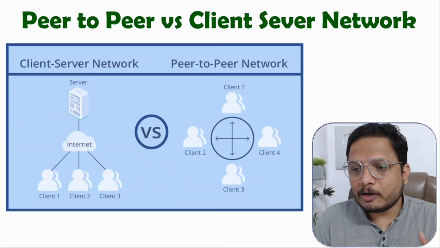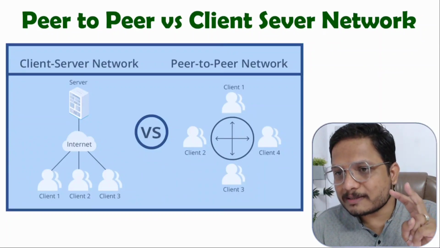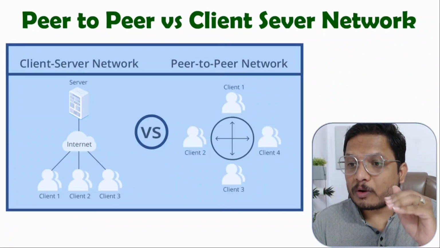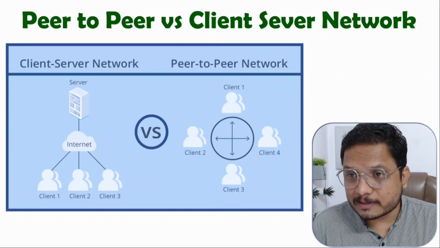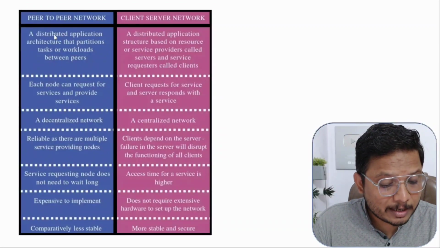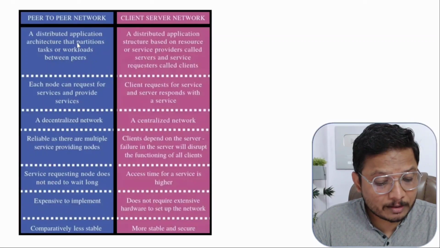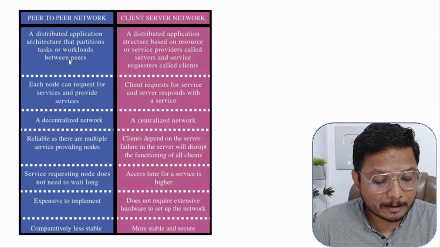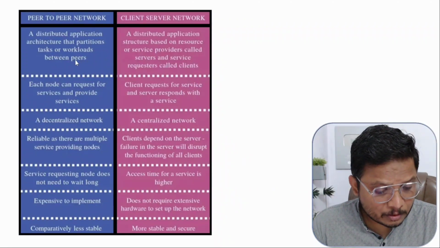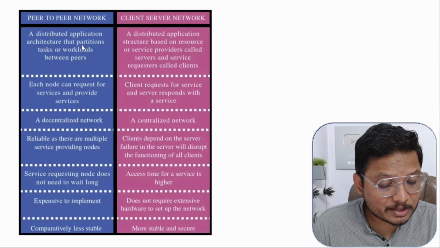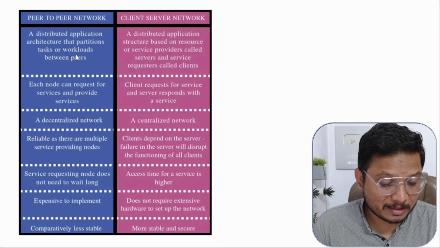Now I'll explain both of these networks along with some parameters. That will give you more clarity regarding how exactly the differences work. For example, if I talk about distributed application architecture with a peer-to-peer network, then partitioning of tasks or workload happens between peers. So those peers, meaning those nodes, have partitions of task management and workload management.